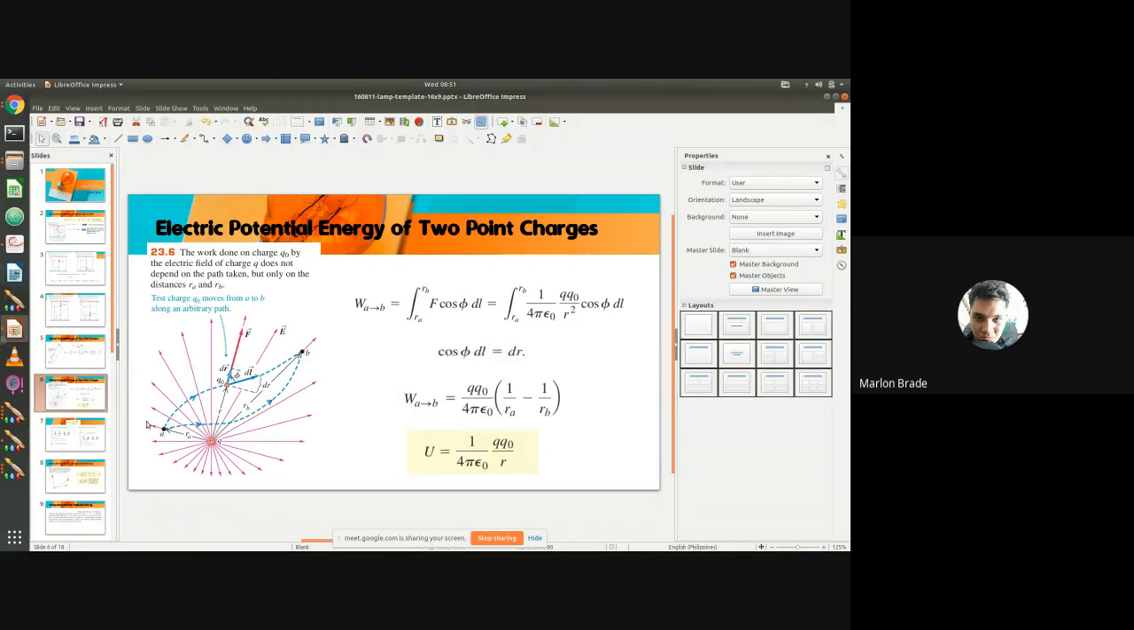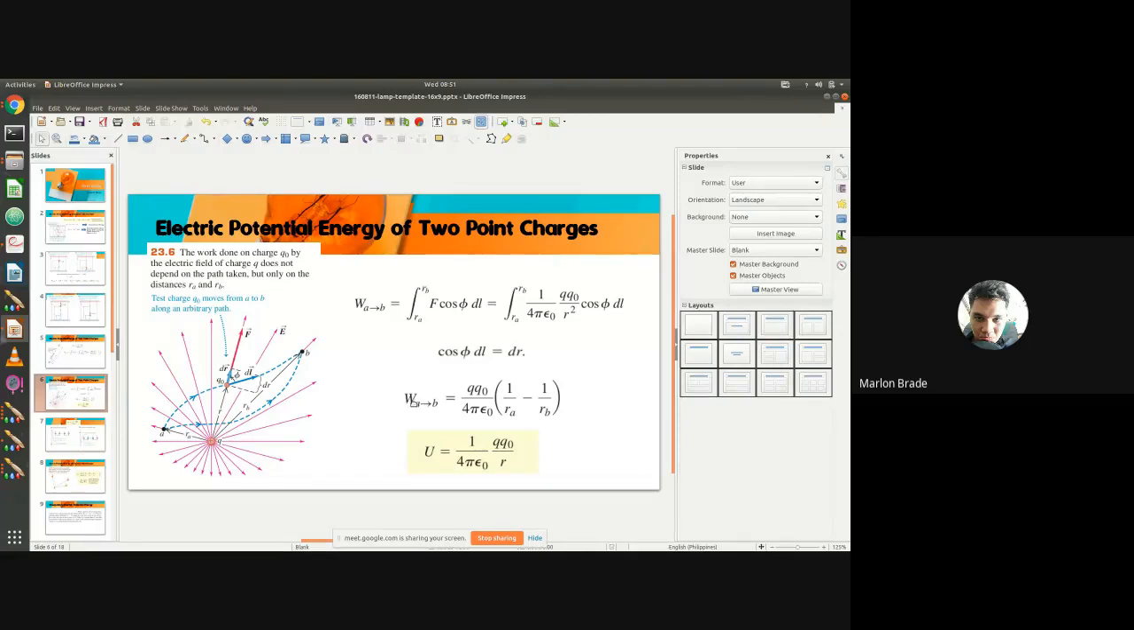The work done in moving from point A to point B is equal to Q naught over 4 pi epsilon naught times 1 over RA minus 1 over RB. It doesn't matter what path it took, even if the path is twisted. What matters is only the distance from the source charge: the initial distance to its initial position and the distance to its final position.